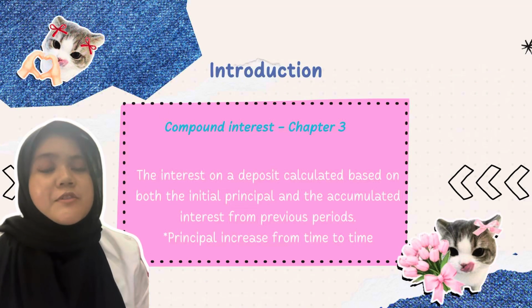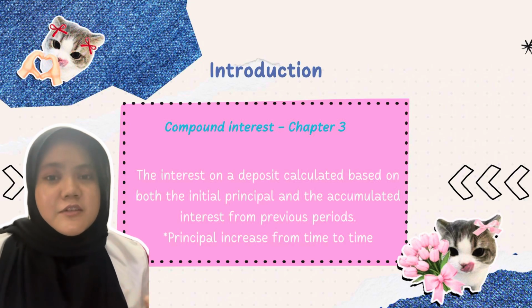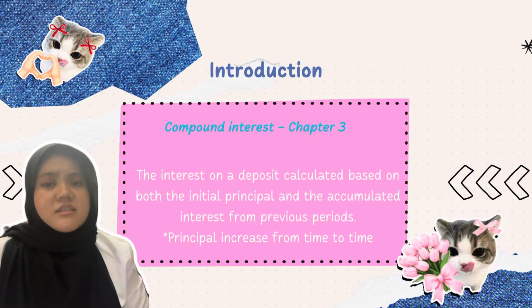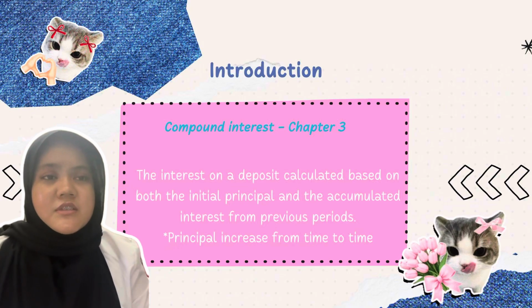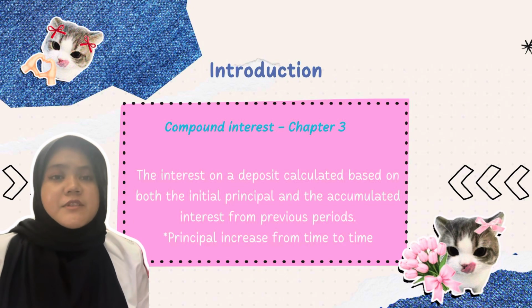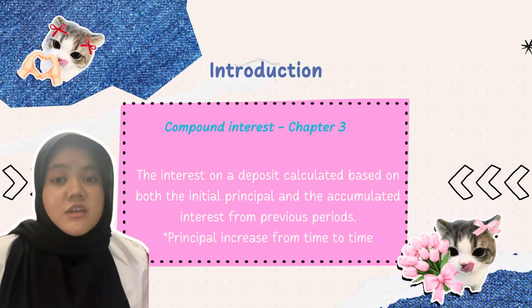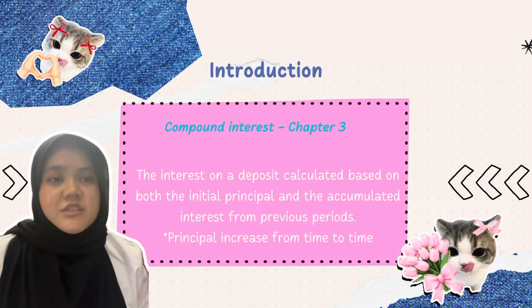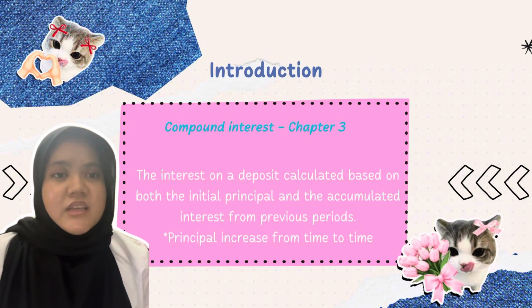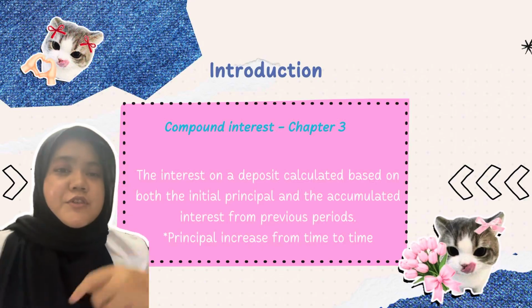And hi everyone, so today I will explain to you about this one topic. Basically, it was chapter 3 and it's called compound interest. This is not the same as simple interest because we use a different method and also formula. First and foremost, compound interest is a deposit calculated based on both the initial principal and accumulated interest from previous period. It's like the principal increases from time to time. Now I will show you guys the formula.